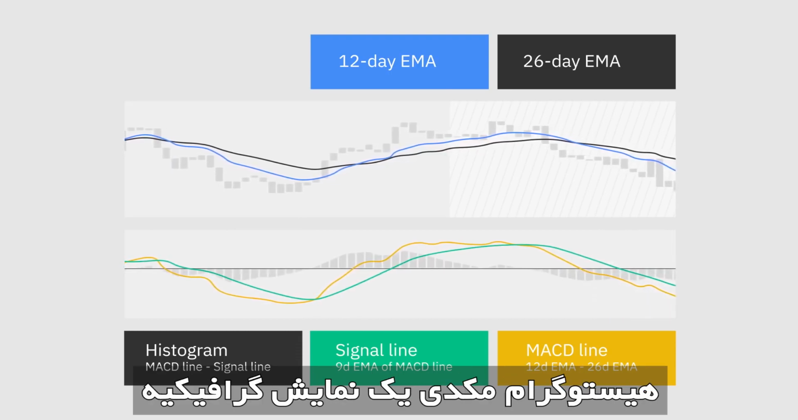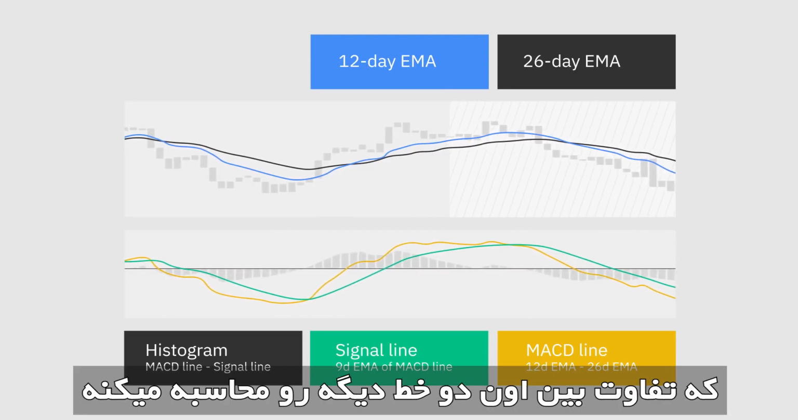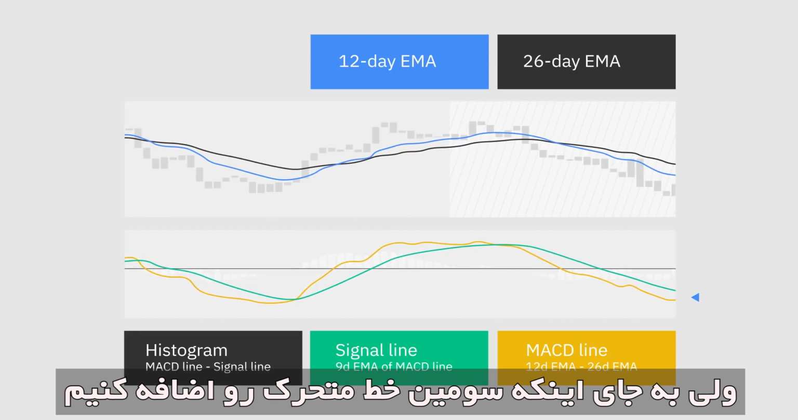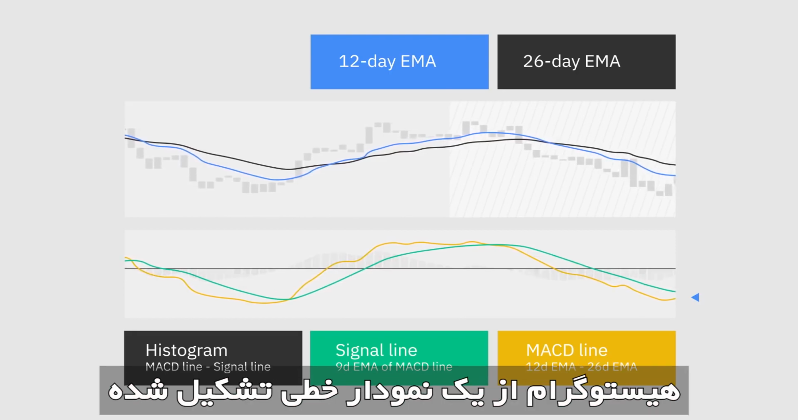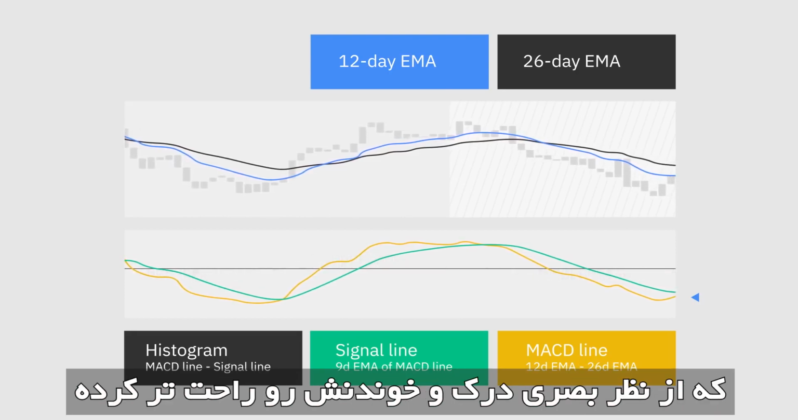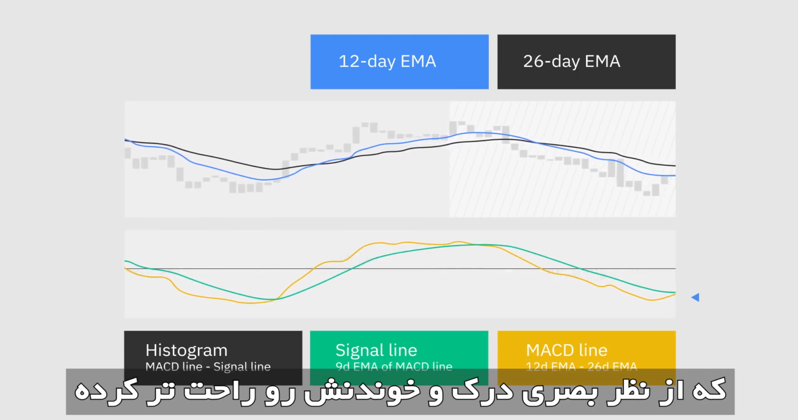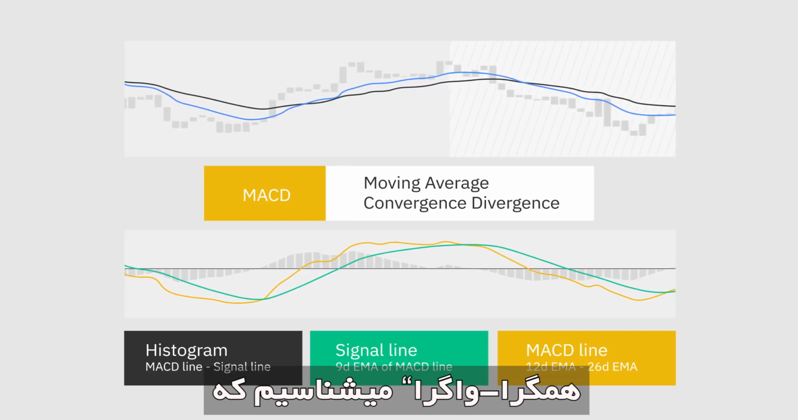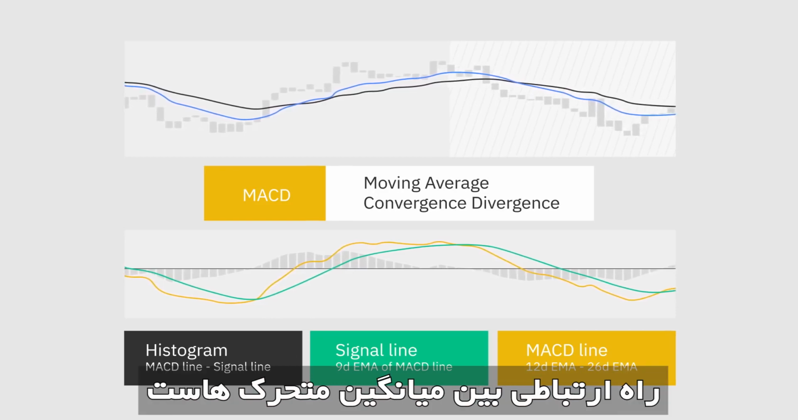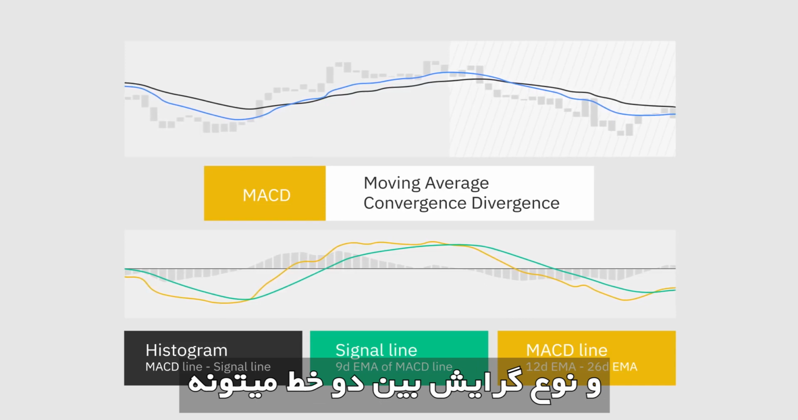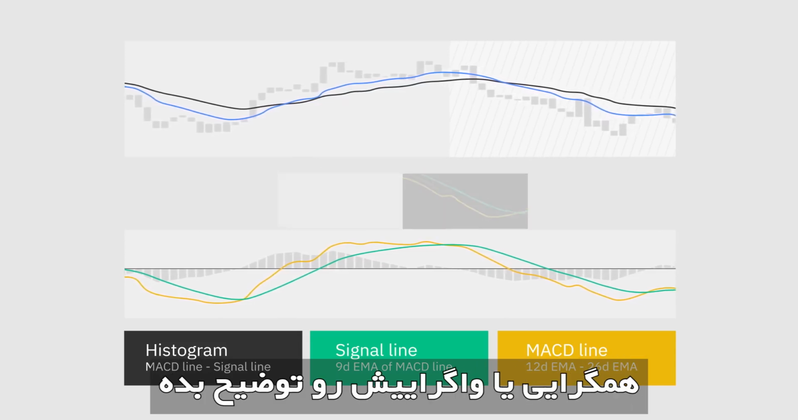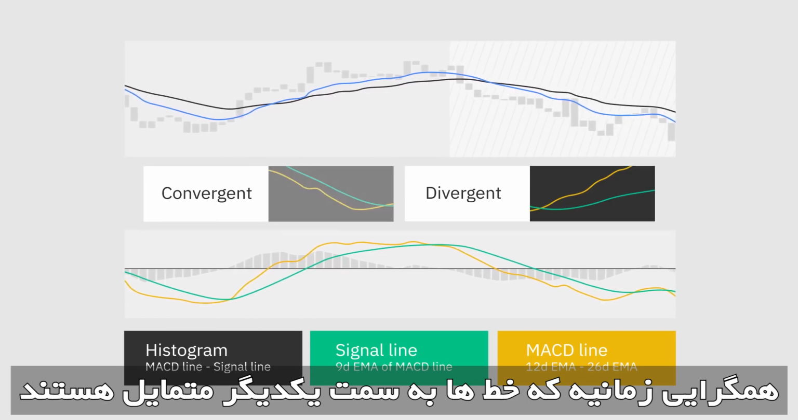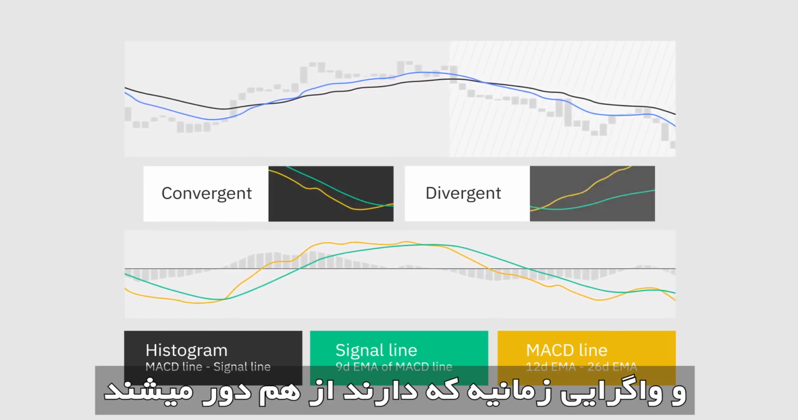The MACD histogram is a graphical representation that is calculated based on the differences between the other two lines. But instead of adding a third moving line, the histogram is made of a bar graph, making it visually easier to read and interpret. As the name suggests, the Moving Average Convergence Divergence indicator tracks the relationships between moving averages, and the correlation between the two lines can be described as either convergent or divergent. Convergent when the lines gravitate toward one another, and divergent when they move apart.